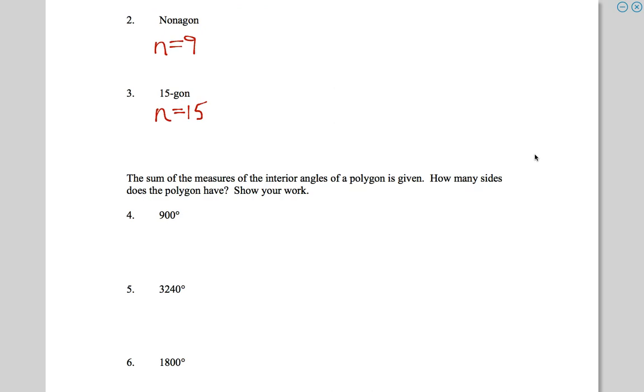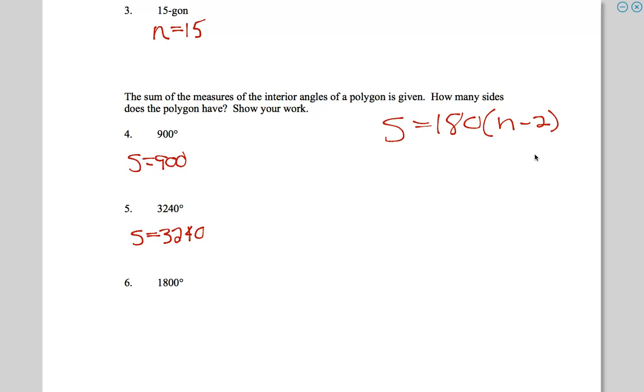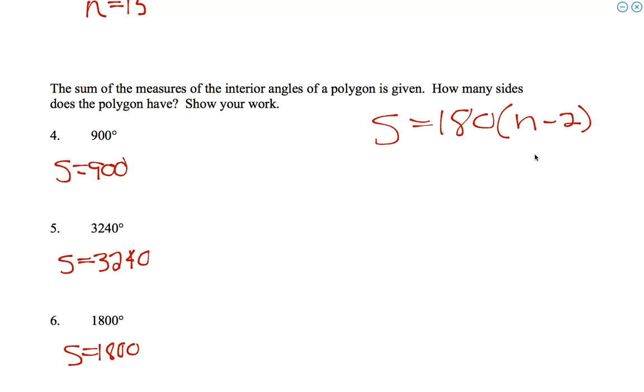The next set, now they're giving us the sum. So when we look at that formula up above, S equals 180 times n minus 2, now they're giving us S. Now there's two ways algebraically to solve this. The way I'm going to solve it might not be the way that you initially thought about solving it. So 900 equals 180 times n minus 2.